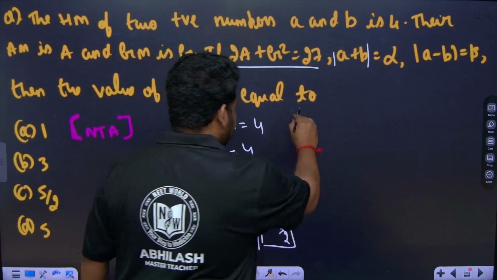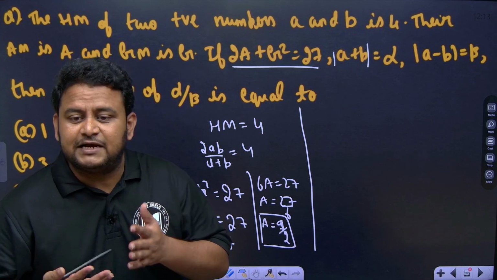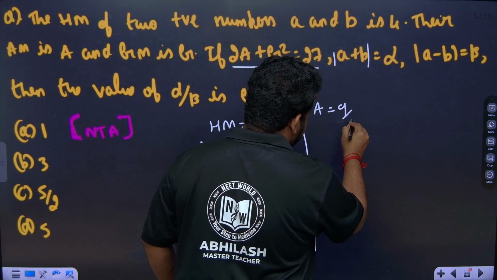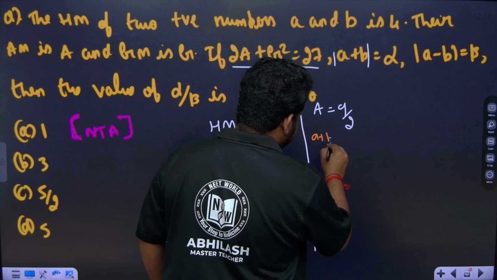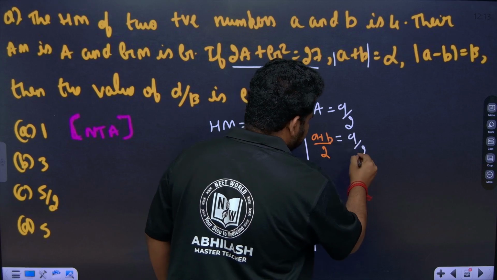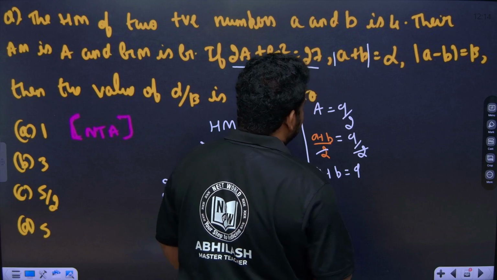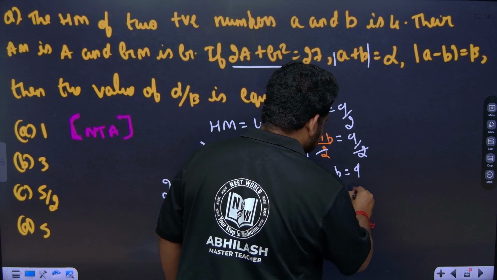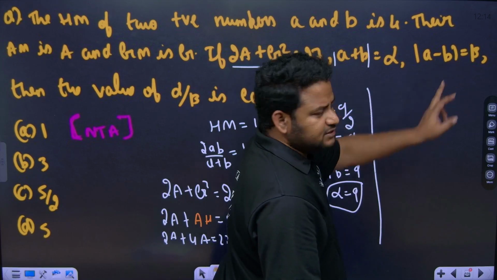But one thing you understand: A is the arithmetic mean. Arithmetic mean is nothing but A plus B by 2. So we know that A is equal to 9 by 2. So A plus B by 2 is equal to 9 by 2; the 2s cancel. So A plus B is equal to 9. Therefore alpha plus beta is equal to 9. Very good. Now we have to find alpha minus beta.